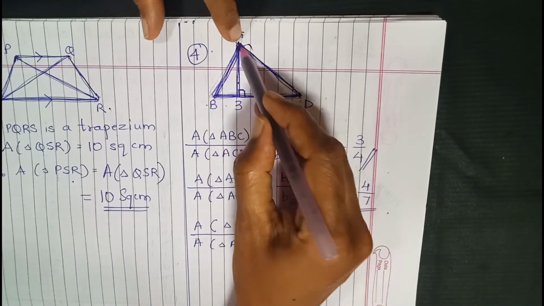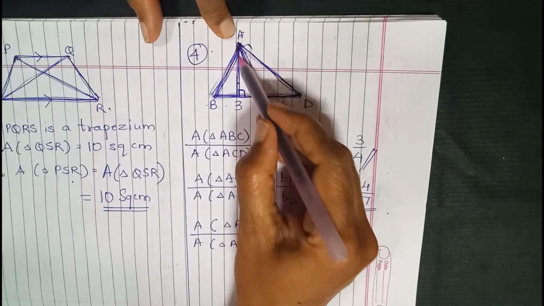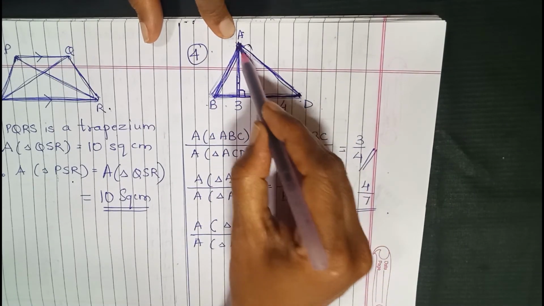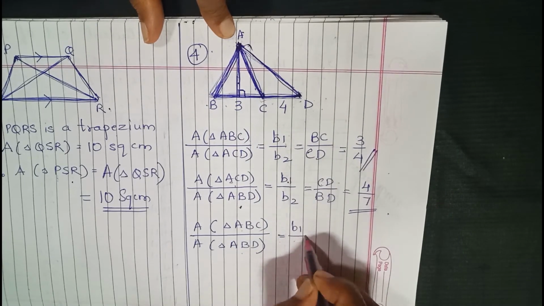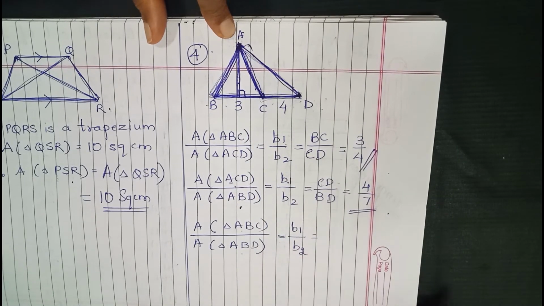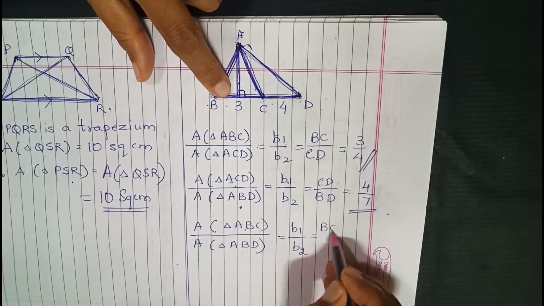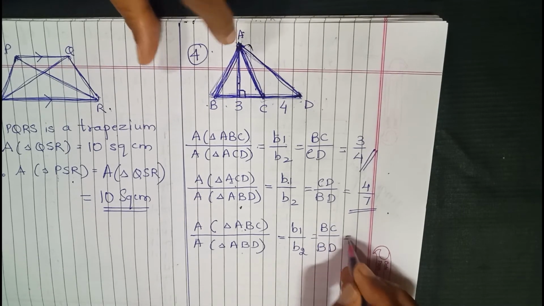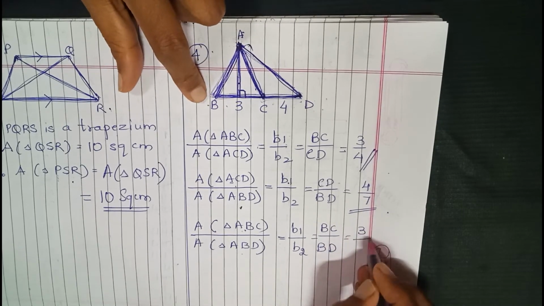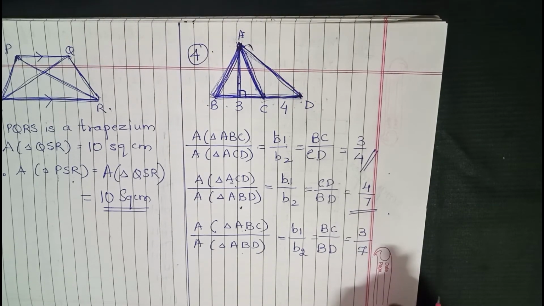Again, you can see this triangle as well as the bigger triangle have a common vertex A, and this height is for triangle ABC and also for ABD. So here also we will be using the formula B1 upon B2. Now, what is the base of triangle ABC? It is BC. The base of triangle ABD is BD. BC is 3, and BD is 3 plus 4, which is 7.